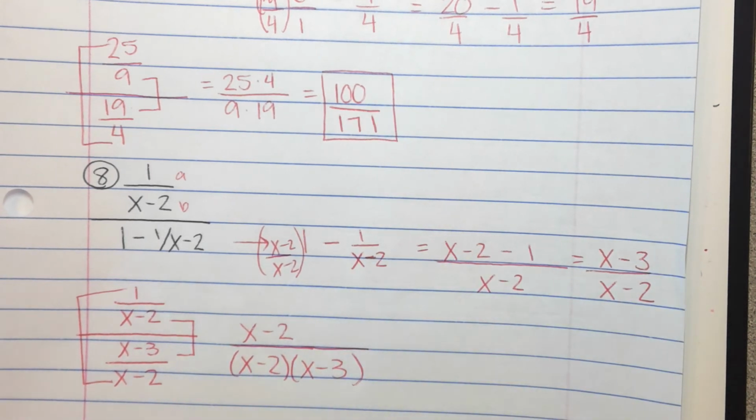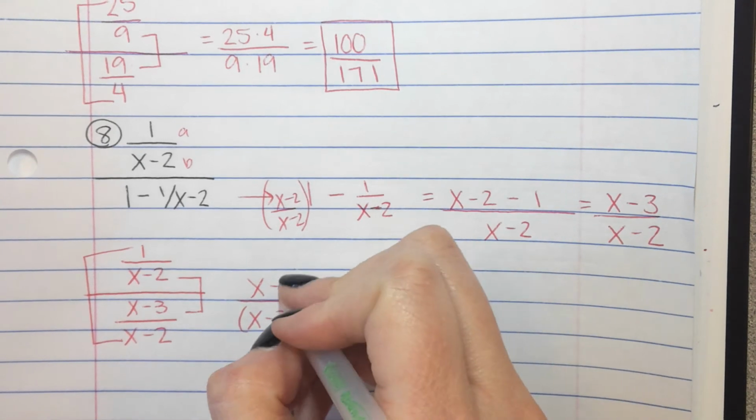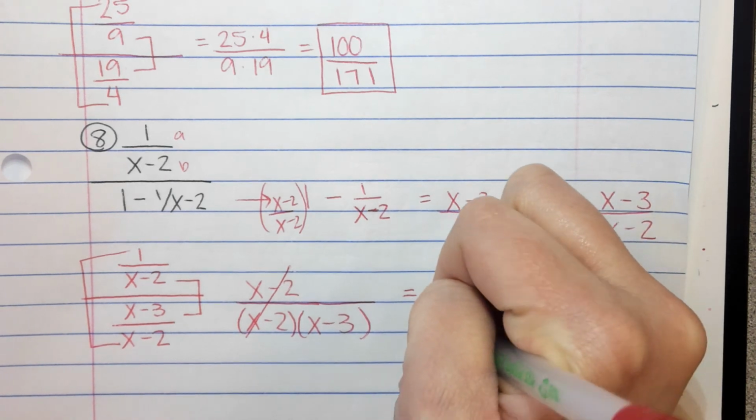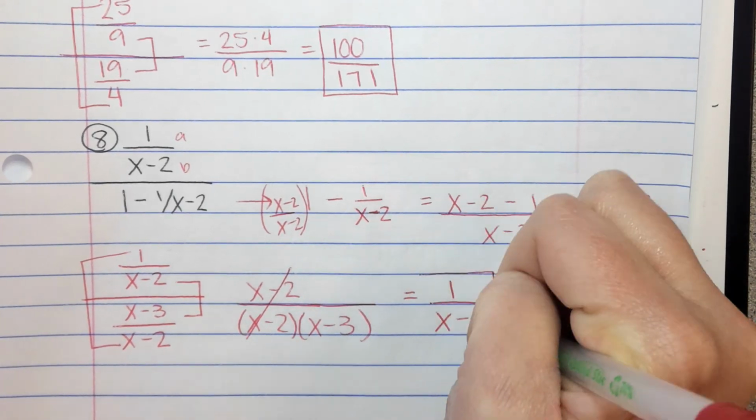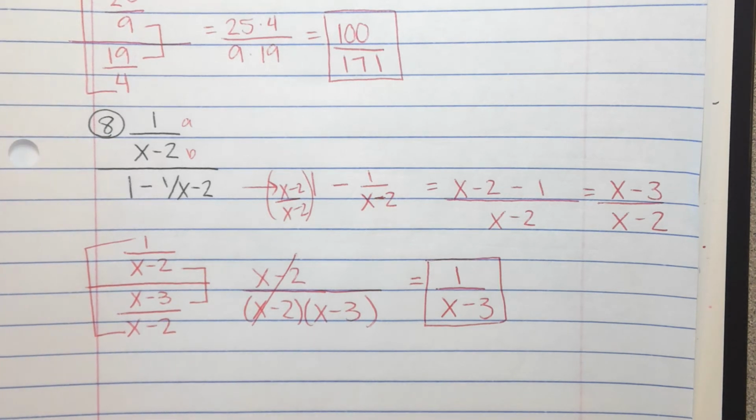Now, can we simplify here? Yes, we can mark out the x minus 2's. So it leaves us with 1 over x minus 3. And that is our final answer, our most simplified rational expression.